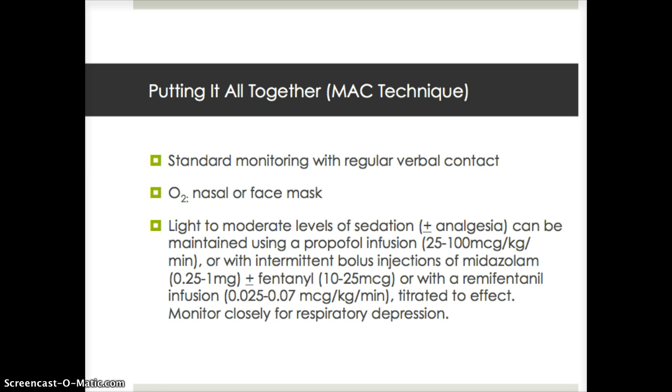Light to moderate sedation levels can be obtained using a propofol infusion, with or without intermittent bolus injections of midazolam, with or without fentanyl, or with a remifentanil infusion, titrated to effect. Monitor closely for respiratory depression.